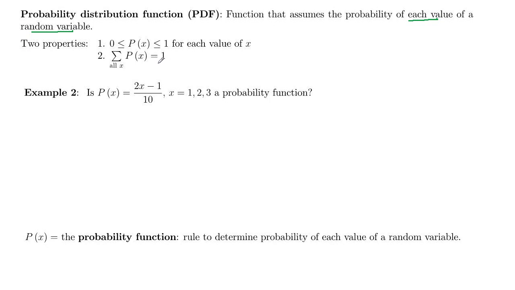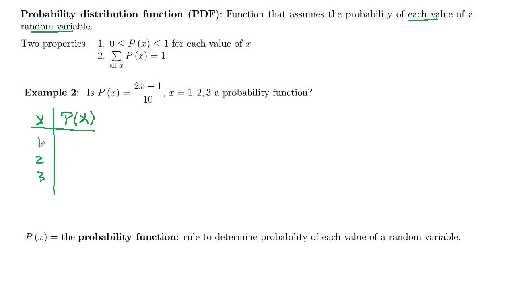So let's verify an example here. We're given a function p of x is 2x minus 1 over 10 if x is 1, 2, or 3. And we want to know, is that a probability function? Well, we've got to check these two properties. So let's first list out the values of our probability function here. So this is x versus p of x. And our x values here could be just 1, 2, or 3. So they're giving us the domain.